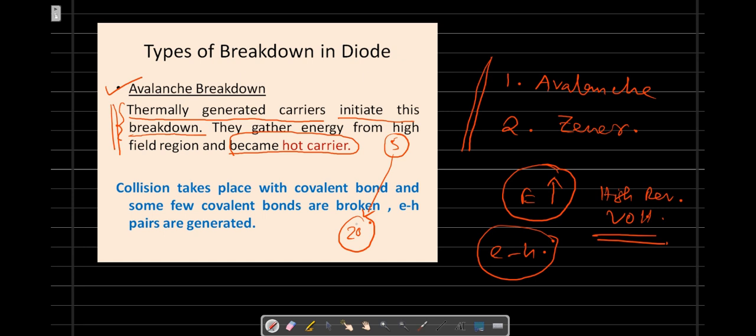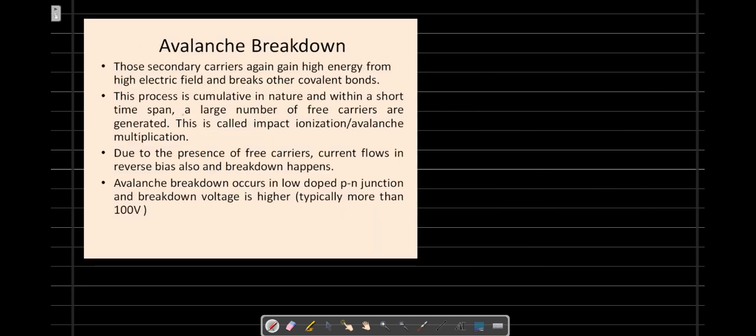Then what will happen in the next stage? Those 20 carriers, the carriers generated in the second stage, are called secondary carriers. I am giving one name, secondary carrier. Then what will happen? Again, they gain high energy from the electric field, and again they attack some other covalent bonds. So initially 5 carriers were there, then let 20 carriers, and again they attack other covalent bonds. Let 100 carriers be generated from there.